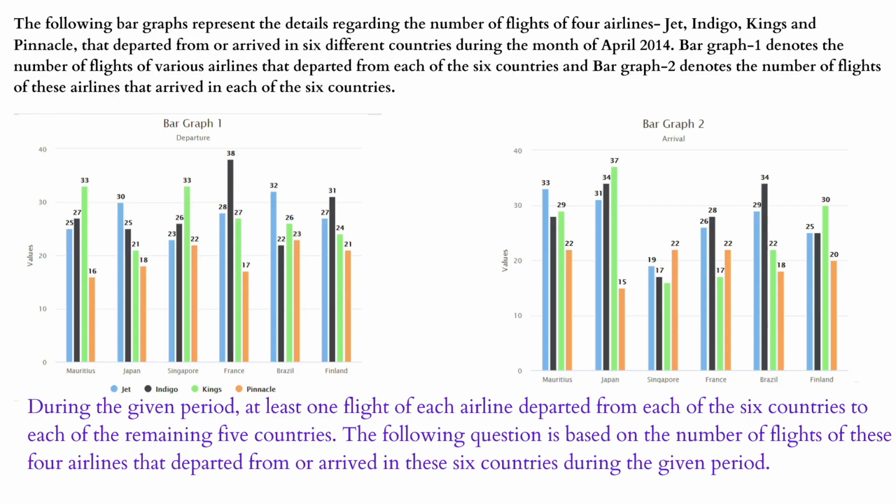So this is our last set, which says the following bar graphs represent the details regarding the number of flights of 4 airlines, Jet, Indigo, Kings and Pinnacle, that departed from or arrived in 6 different countries during the month of April 2014. Bar graph 1. So this represents the number of flights of various airlines that departed from each of these 6 countries, and bar graph 2 denotes the number of flights of airlines that arrived in each of the 6 countries.